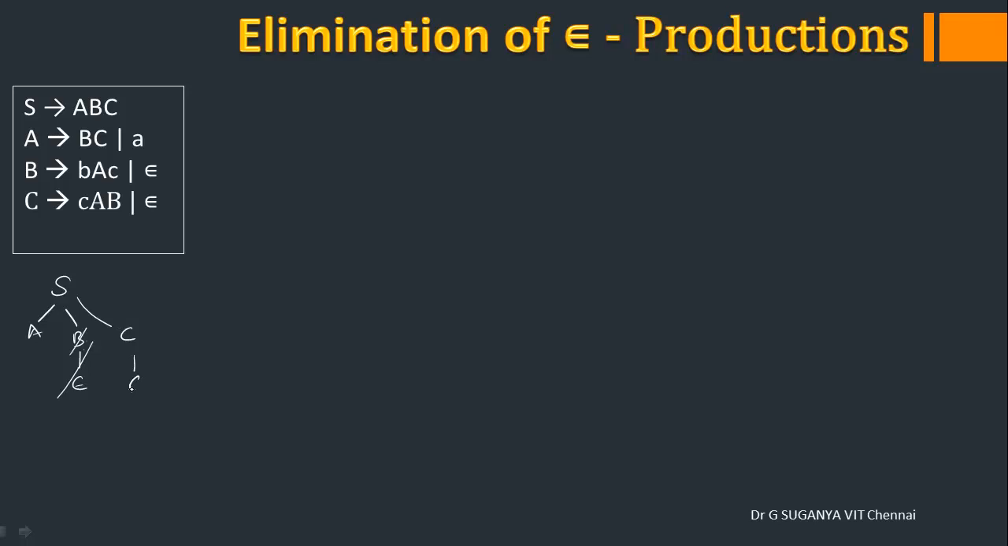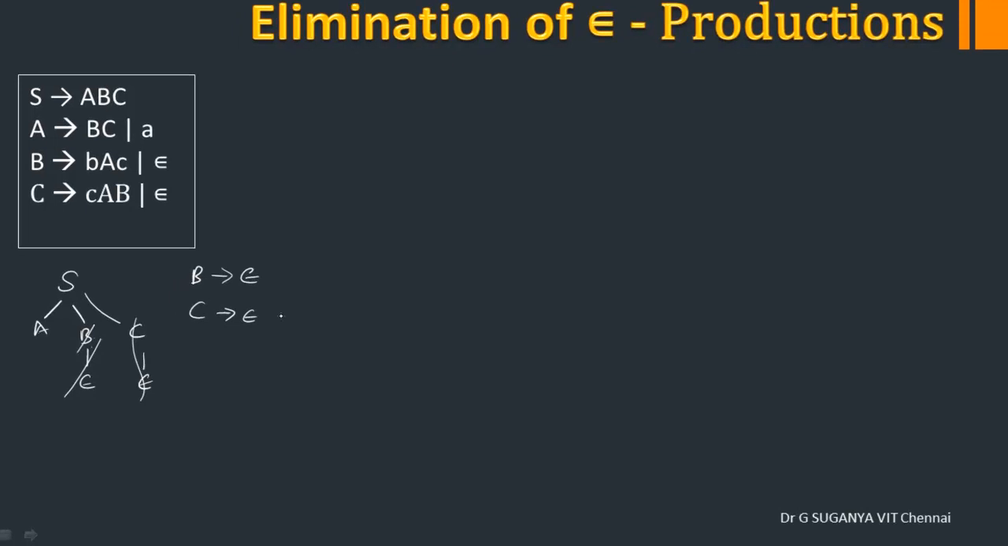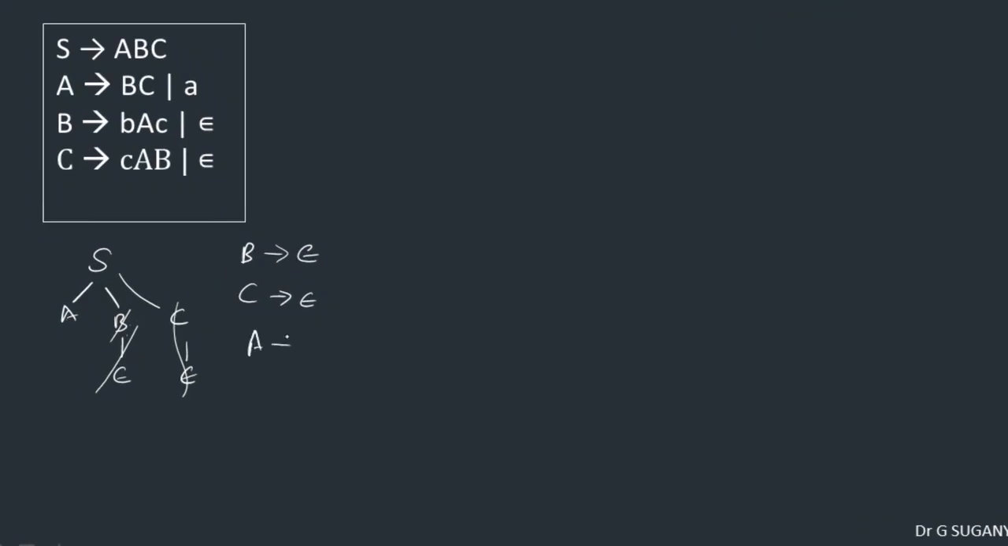C can be made epsilon. So what does it mean? This entire branch will go away, so you'll be left with either AB or A alone. So that's the concept here. And if you look at what the nullable symbols are, B is nullable because you have B gives epsilon, C is nullable because you have C gives epsilon. Now since you have A gives BC, since both are nullable, A can also be made nullable, right?